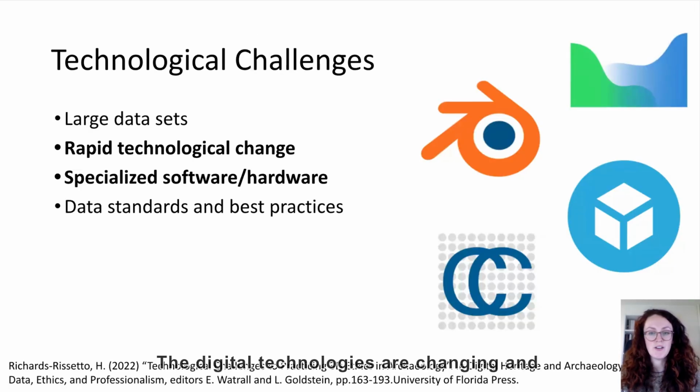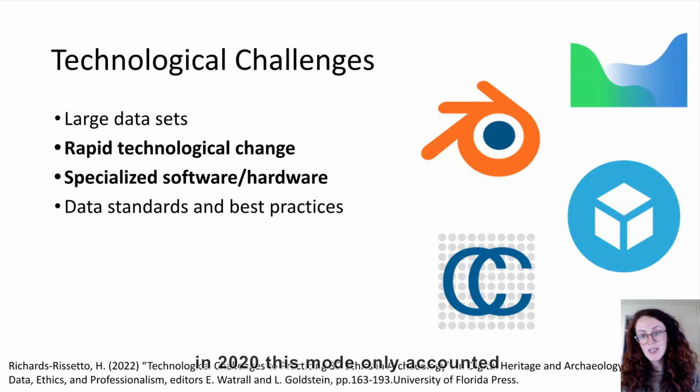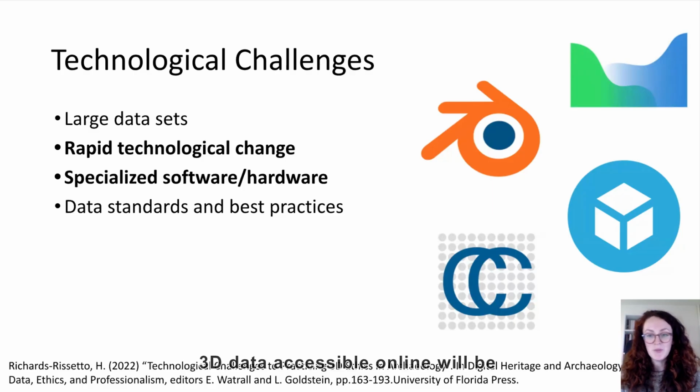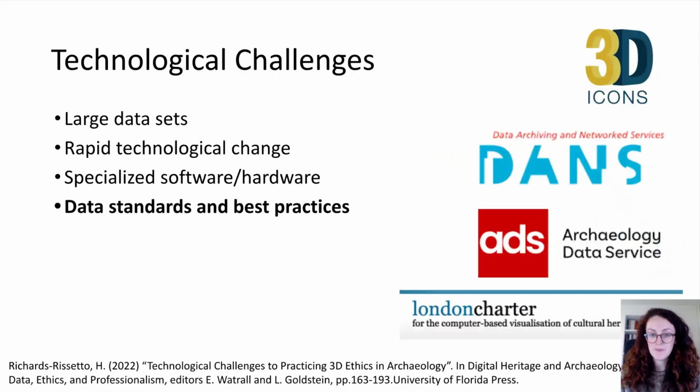So digital technologies are changing and improving rapidly from hardware, software, operating systems, and file formats. And often, in order to run improved software, we also need to upgrade the hardware. Moreover, the way that the public views web-based media has changed. So in 2010, 97% of internet usage took place on desktops, while in 2020, this mode only accounted for 46% of internet usage. So 3D data accessible online will be viewed primarily over web devices, which model optimization, again, needs to be accounted for.